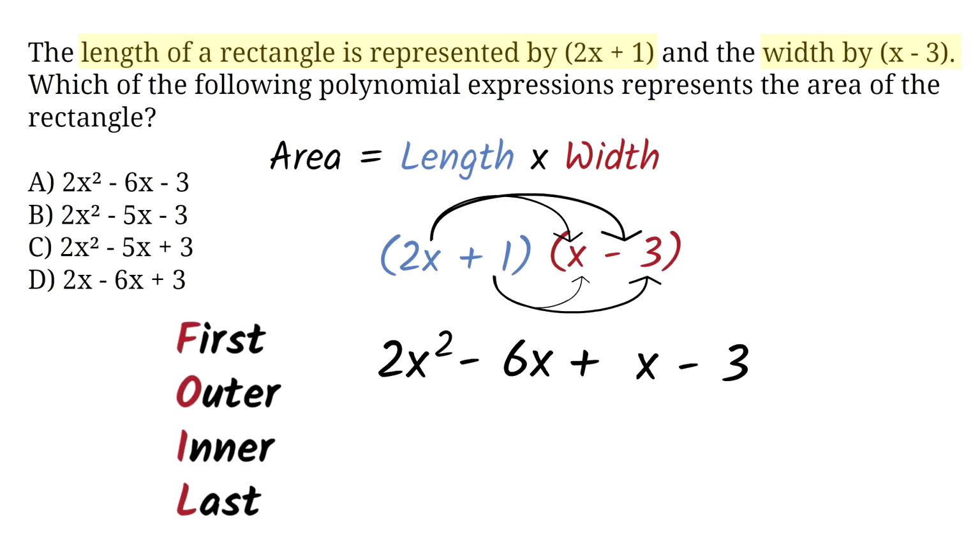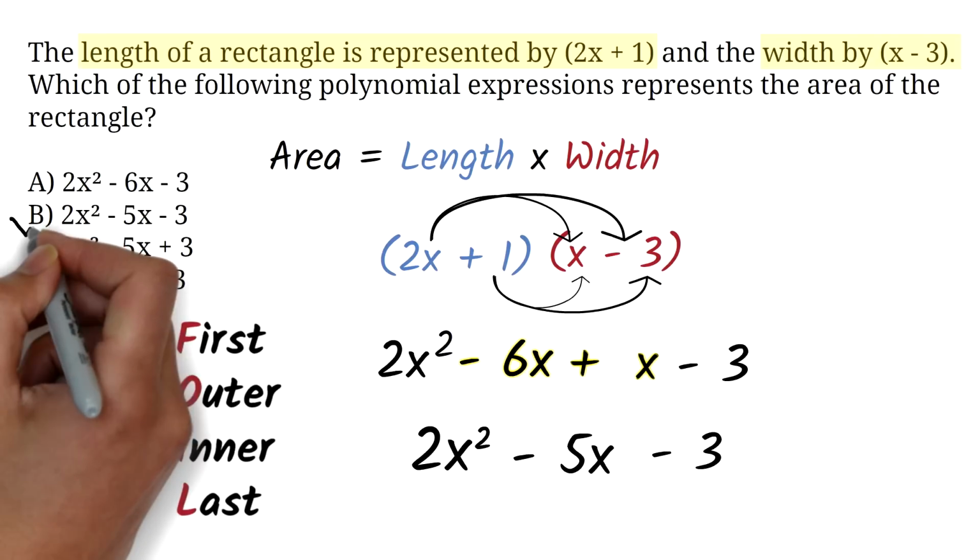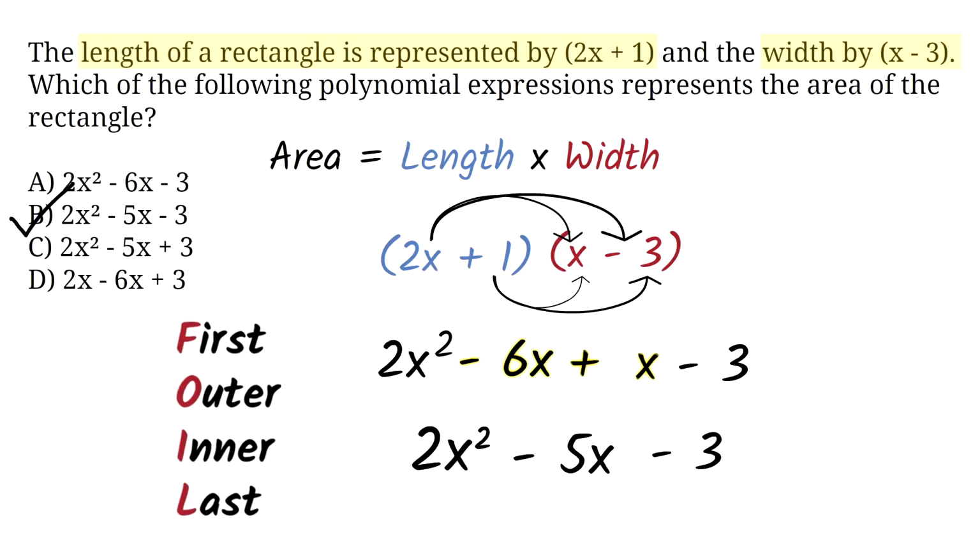Next, we check if there are like terms we can combine. We can combine negative 6x plus x to get negative 5x. There's nothing more we can combine. Our answer is 2x squared minus 5x minus 3. So the correct option is option B.